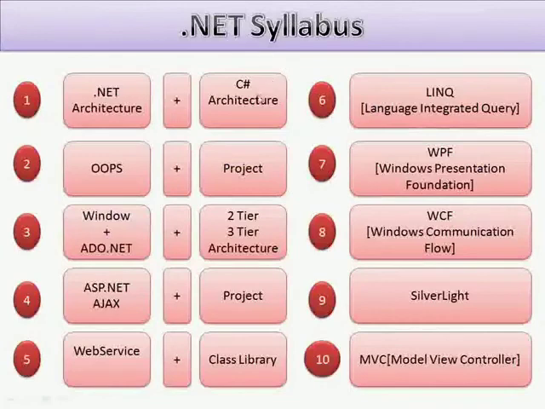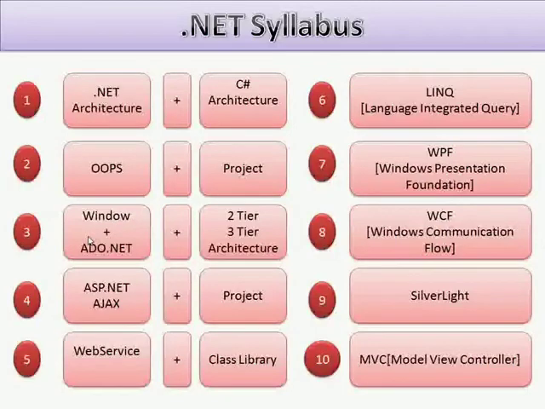Let's start with what I cover in the .NET syllabus. First I start with .NET architecture. We already saw some concepts of .NET architecture like CLR, class library, garbage collector, MSIL. Then we move to C# architecture. Here we learn the C# language. After this we will move to object-oriented programming. In the middle of object-oriented programming, we will start one project. This is a Windows-based application project. Here we design the Windows-based user interface and database design. After that, we will move to Windows-based application and communicate with the database using ADO.NET libraries.